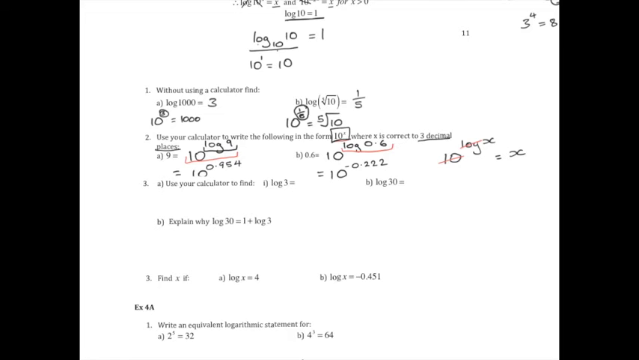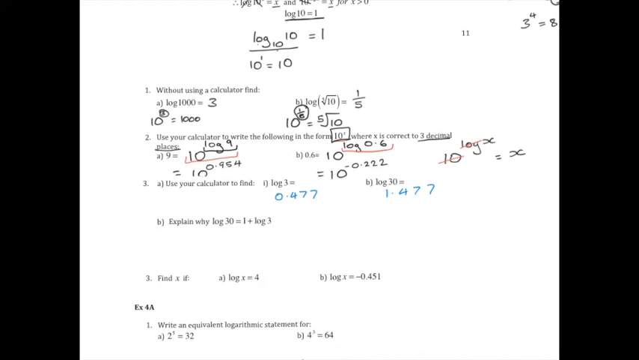Use your calculator to find the value of log 3 and log 30. So you're literally just putting it in your calculator. Log 3 is, I got 0.477. And log 30 is 1.477. Okay, so that's interesting. They differ by 1. So now we need to explain why log of 30 equals 1 plus log of 3. Now let's think about that for a second.